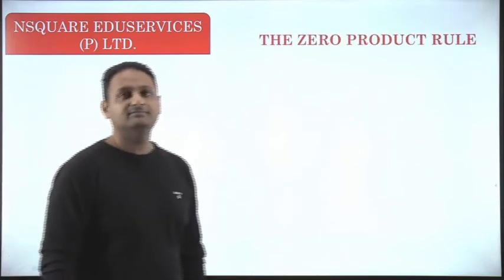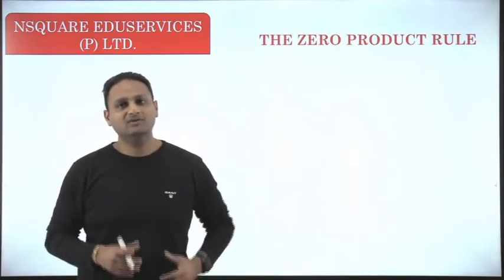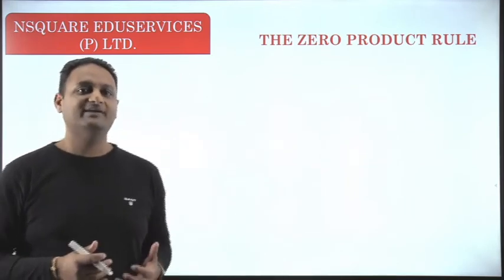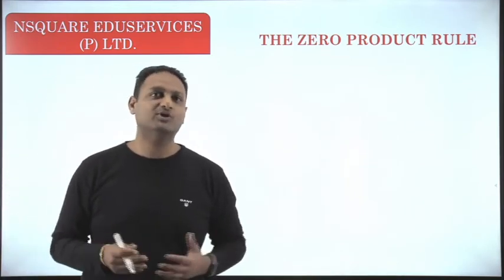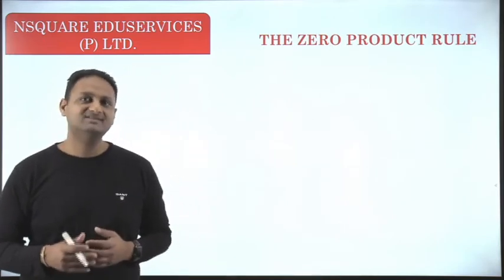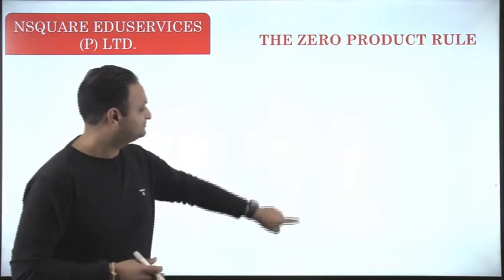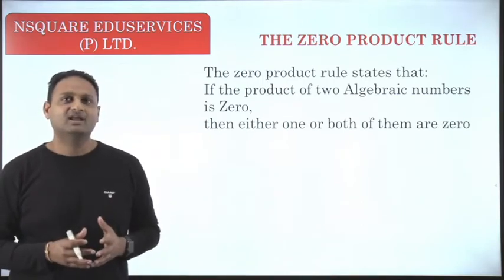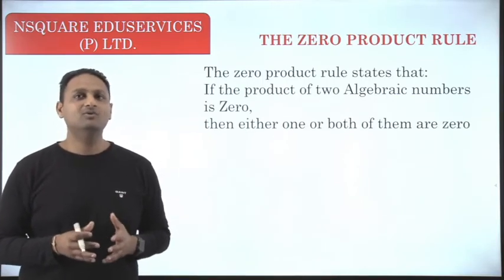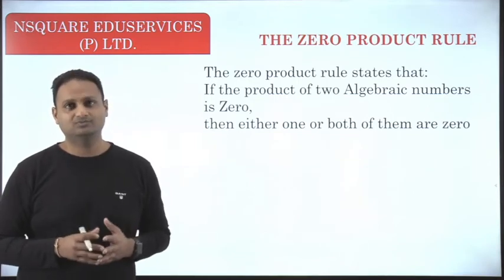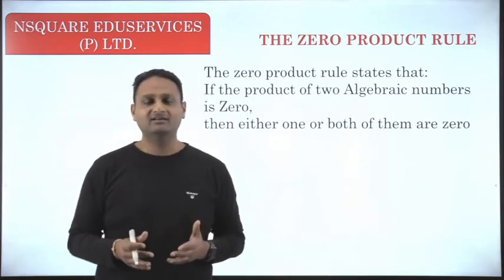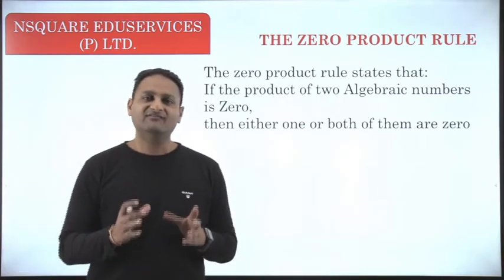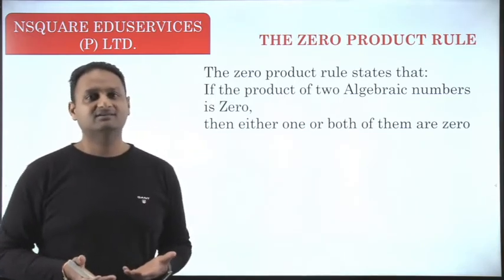How do we solve a quadratic equation? To solve a quadratic equation, we have many different ways, but almost all of them make use of the zero product rule. Now, what is the zero product rule? The zero product rule states that if the product of two algebraic numbers is 0, then either one or both of them are 0. Now, this is a very standard fact of maths.